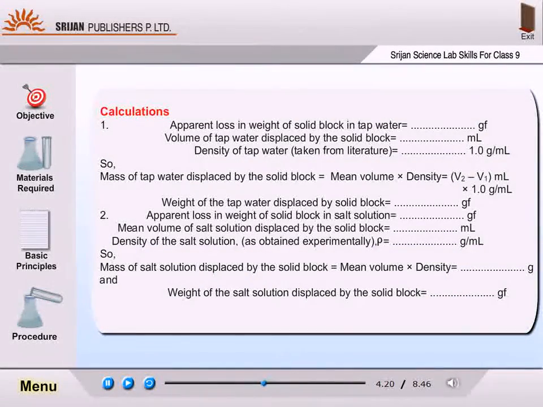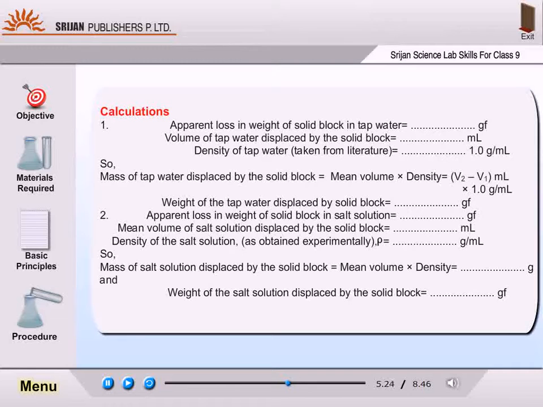Calculations. Apparent loss in weight of solid block in tap water is equal to ___ gram force. Volume of tap water displaced by the solid block is equal to ___ milliliter. Density of tap water taken from literature is equal to 1.0 gram per milliliter. So, mass of tap water displaced by the solid block is equal to mean value into density, which is equal to (V2 minus V1) ml into 1.0 gram per ml. Weight of the tap water displaced by the solid block is equal to ___ gram force.